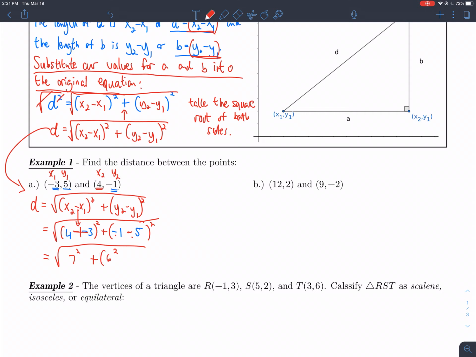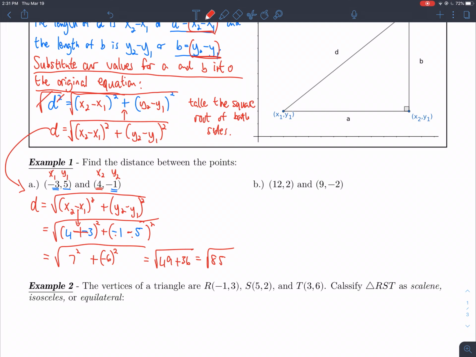Or let's do it this way. Let's do -6 squared. Maybe that'll make you happier. And then we get this. That's the square root of 7 squared, which is 49, plus -6 squared, which is positive 36. And that's root 85.